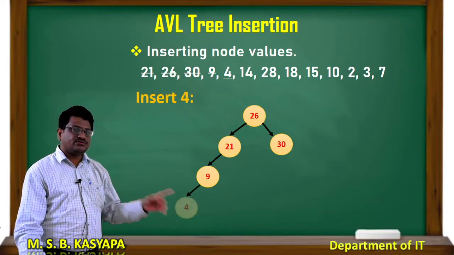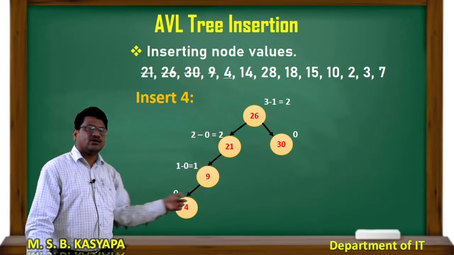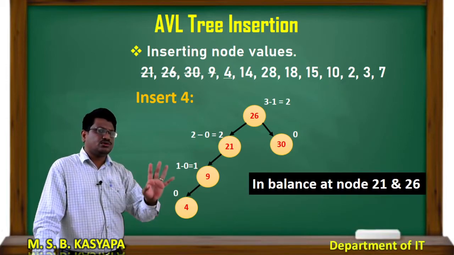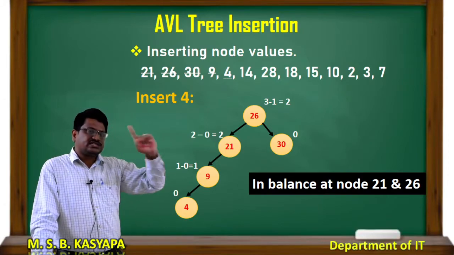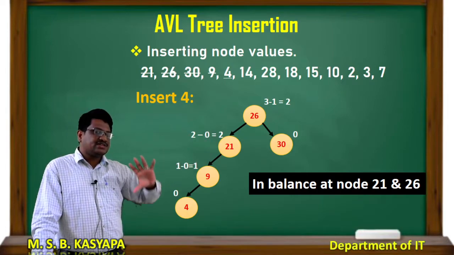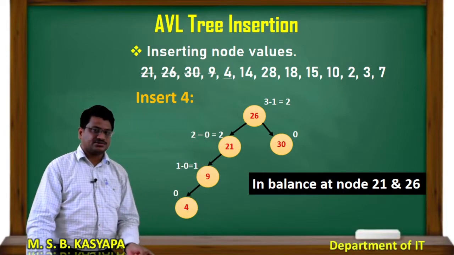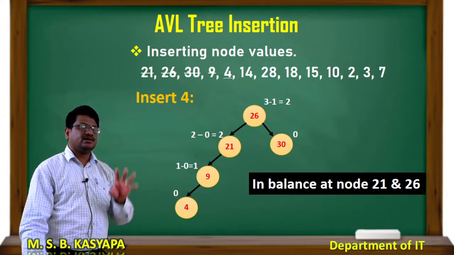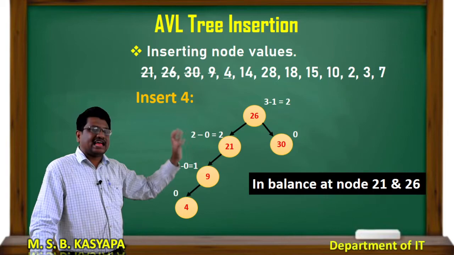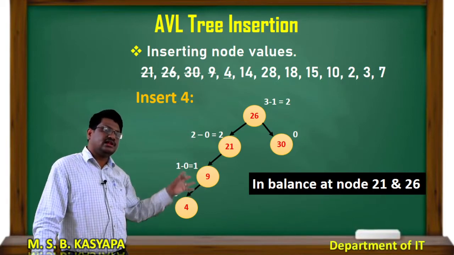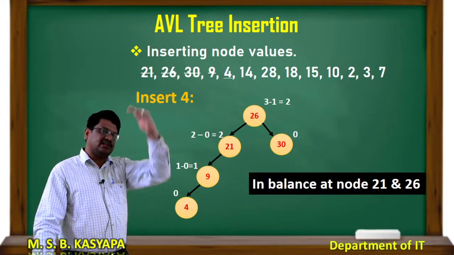If I insert 4 here, see 0, 1, 2. Here I have 2 nodes that are not applicable for an AVL tree. What are the nodes? 21 and 26. As I previously explained, first I have to calculate the balance factors from the lowest node to the highest node. First I have to balance the lower levels, then I have to balance the higher levels.